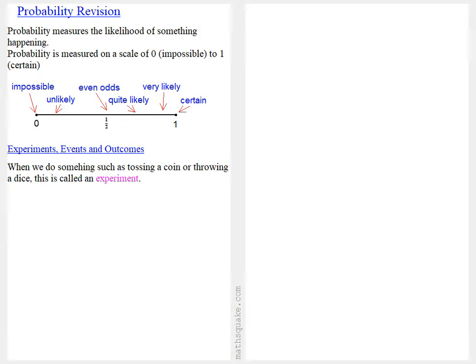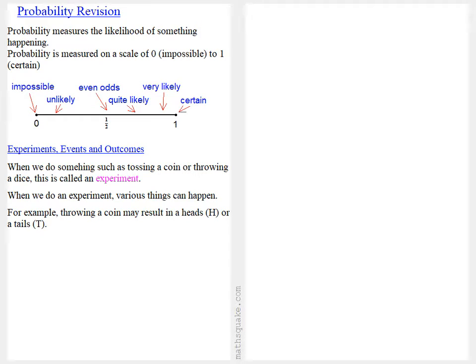When we do something like tossing a coin or throwing a dice, this is called an experiment. Now, when we do an experiment, various things can happen. For example, if we throw a coin, it may result in a heads or it may result in a tails. And tossing a dice might yield a number from 1 to 6. Now, each possible result is called an outcome. So the outcomes of tossing a coin are heads and tails. For the dice, the outcomes are 1, 2, 3, 4, 5 or 6.